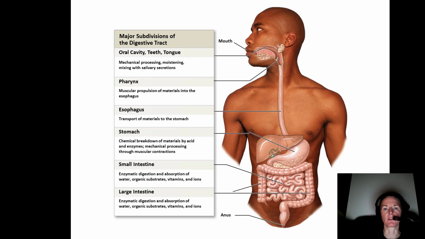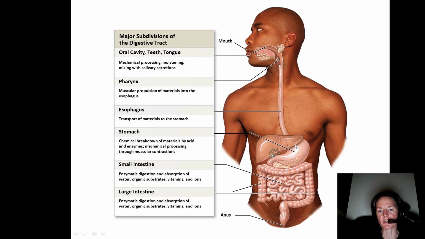All right, so here we can have a look at it, and we can see that we can start in the mouth, and we can see some of the structures in the mouth. One of the things that we're going to know is that the epithelium that lines the lumen, or the interior hollow part of these organs, is going to change depending on where we are. So in the mouth, we're going to have a stratified squamous epithelium. And that stratified squamous epithelium will continue down into the esophagus.